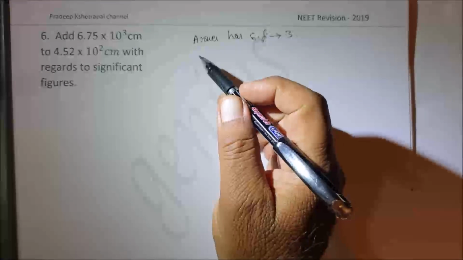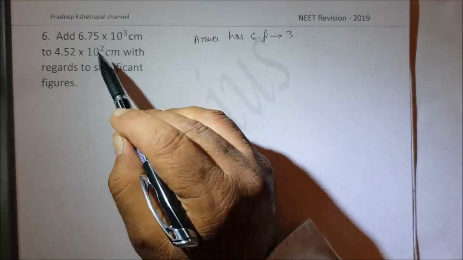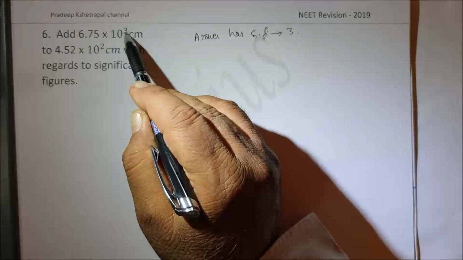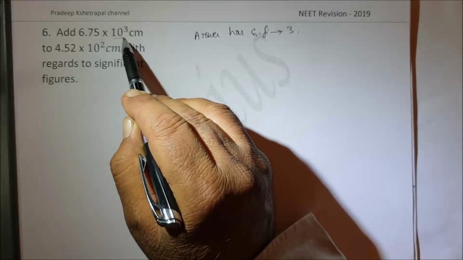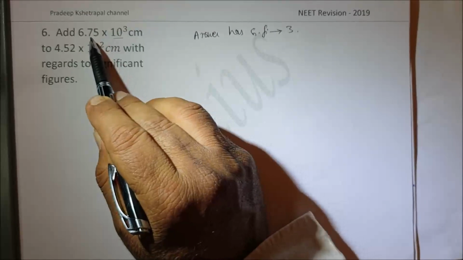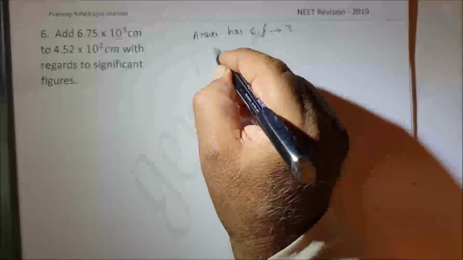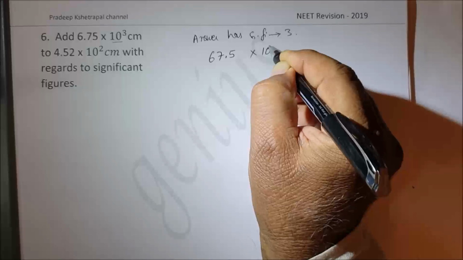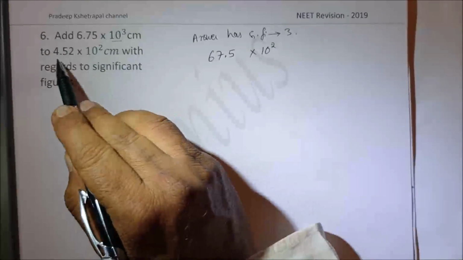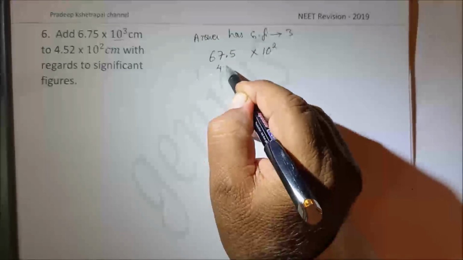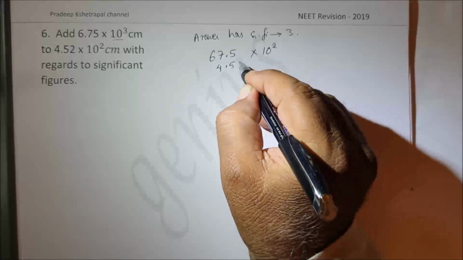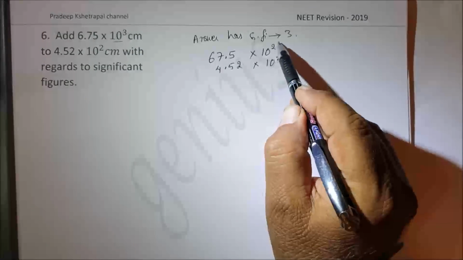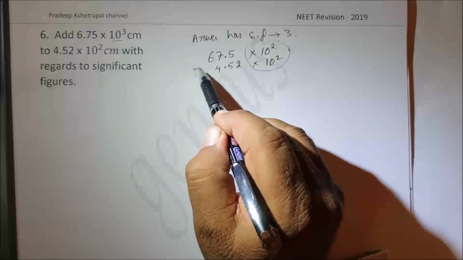I will make it by making the powers equal. This is the minimum 2 and this is the higher value 3. So I will convert it into 10 to the power 2 and that 10 I will multiply here. So this will be 67.5 into 10 to the power 2. And this one will be 4.52, again 10 to the power 2. So 10 to the power 2 is common if you are doing the addition.